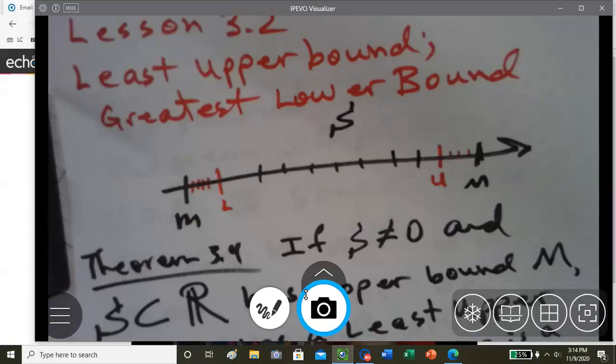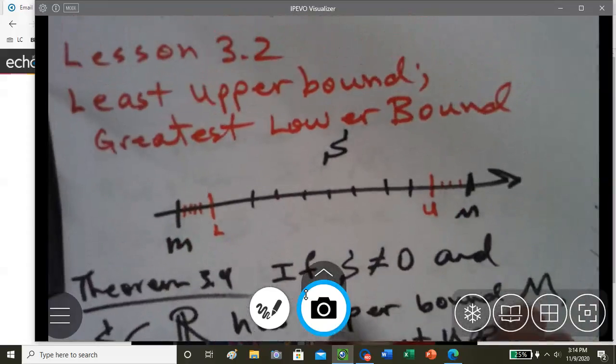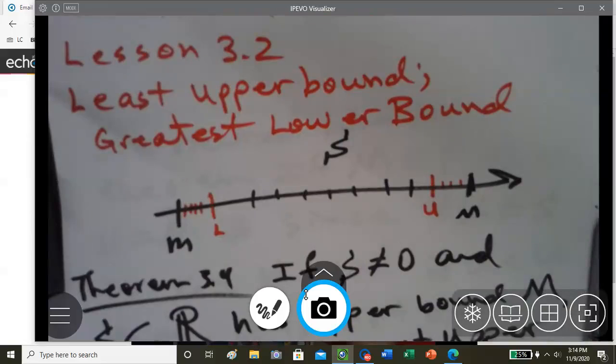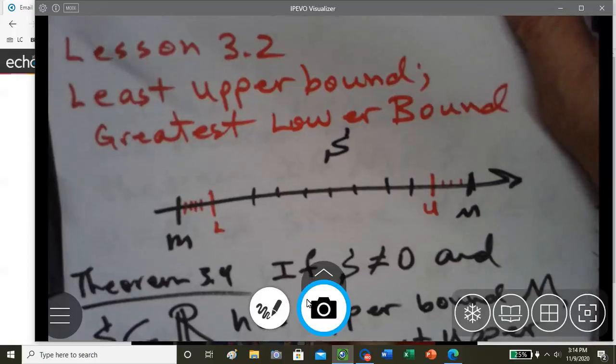Okay, and so that's pretty much all we're going to do as far as Theorem 3.4 is concerned, and now we're going to get into some examples.